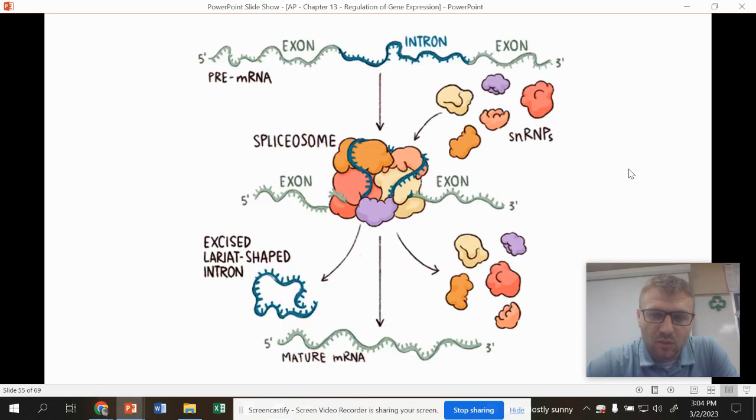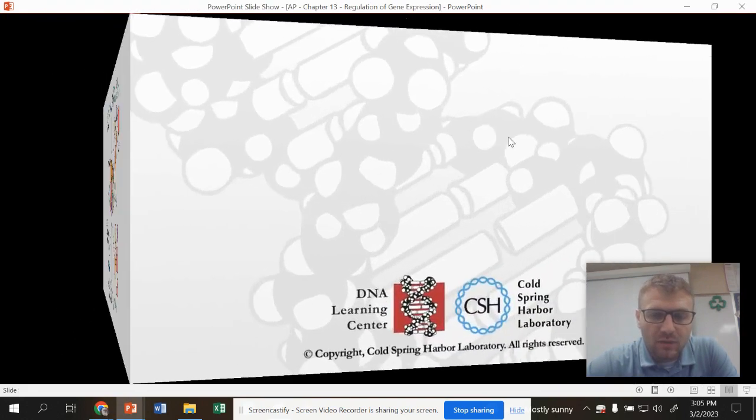Now, I know you're thinking, why do we do this? And you can see this is called a spliceosome that does this. This is an enzyme that's going to take out those introns. Why do we do this?